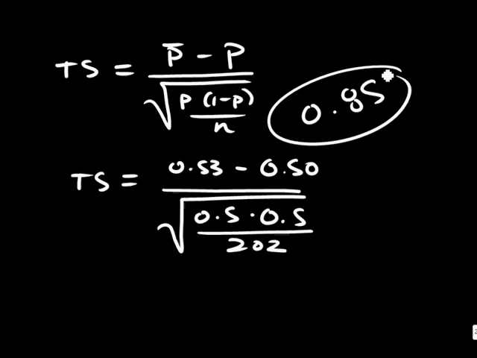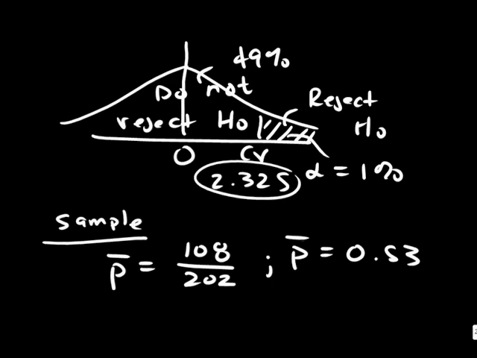This is our test statistic value. Let's see where this lives on the decision rule. 0.85 is positive. It is close to 0. It is not quite past our critical value of 2.325. It is somewhere over here, our test statistic. It is clearly in the do not reject the null hypothesis region. So our conclusion is to not reject the null.